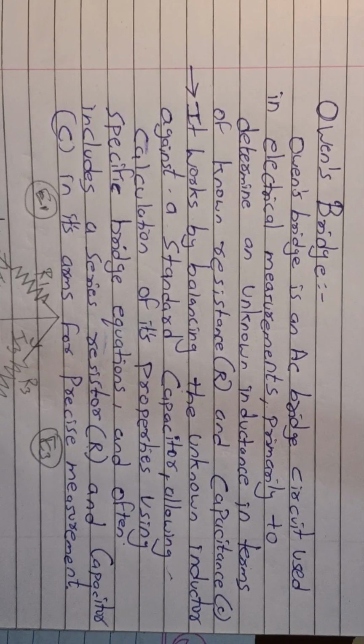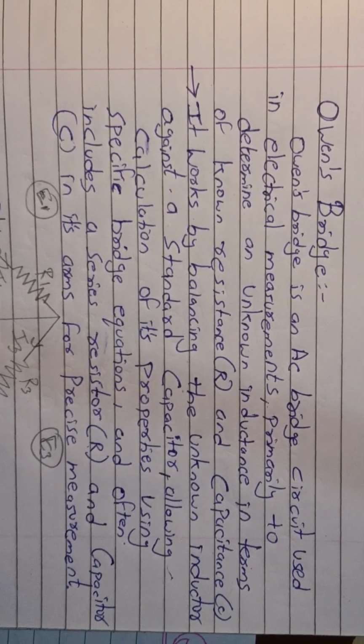Owen's bridge is an AC bridge circuit used in electrical measurement to determine an unknown inductance in terms of known resistance and capacitance. It basically works on the comparison principle. When balancing the unknown inductance against the standard capacitance, by using a specific bridge circuit equation, you can find precisely the unknown value.